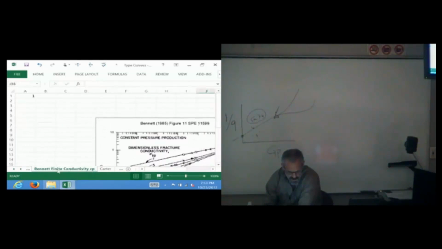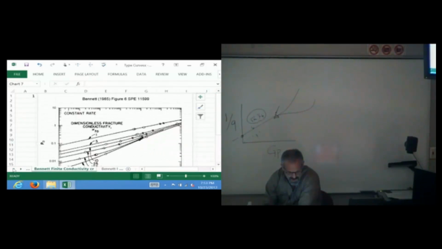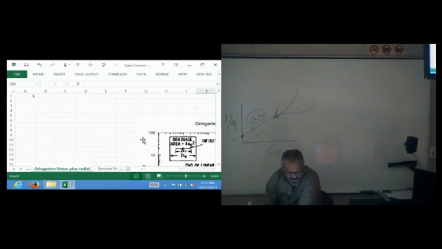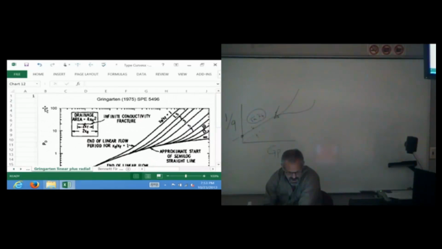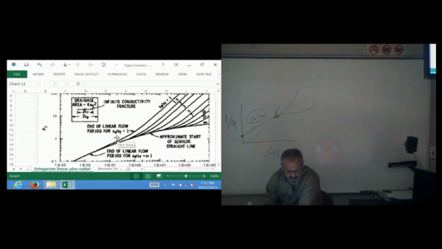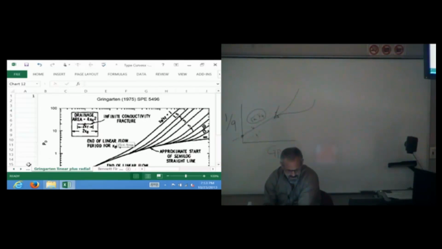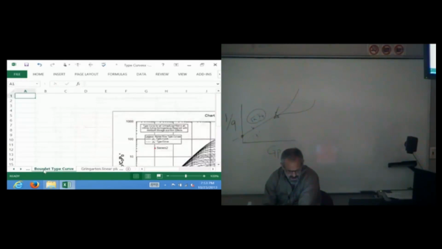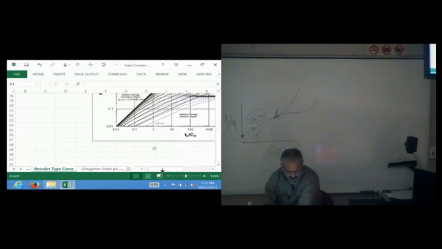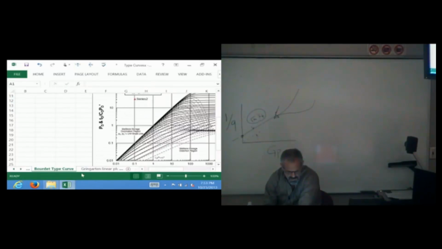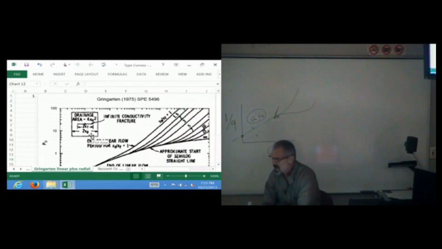Carter, Bennett. It's the same place we got the, and we're gonna use this one too. Let's get this one up here. Is this T sub D? Yeah. Let's grab this one next. You got a spreadsheet, right? This is where we got our skin storage type curve. Now we're on our type curve roll. Let's grab the Green Garden type curve.